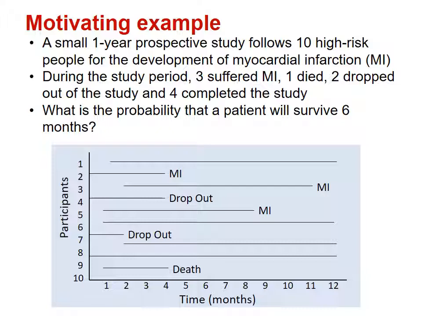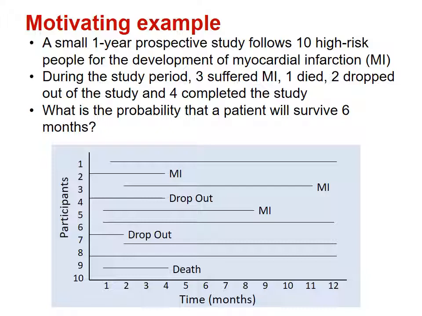In a small one-year prospective study, 10 high-risk people were followed for the development of myocardial infarction. During the study period, 3 suffered myocardial infarction, 1 died, 2 dropped out of the study, and 4 completed the study. The investigators want to understand what the probability is that a patient will survive 6 months.